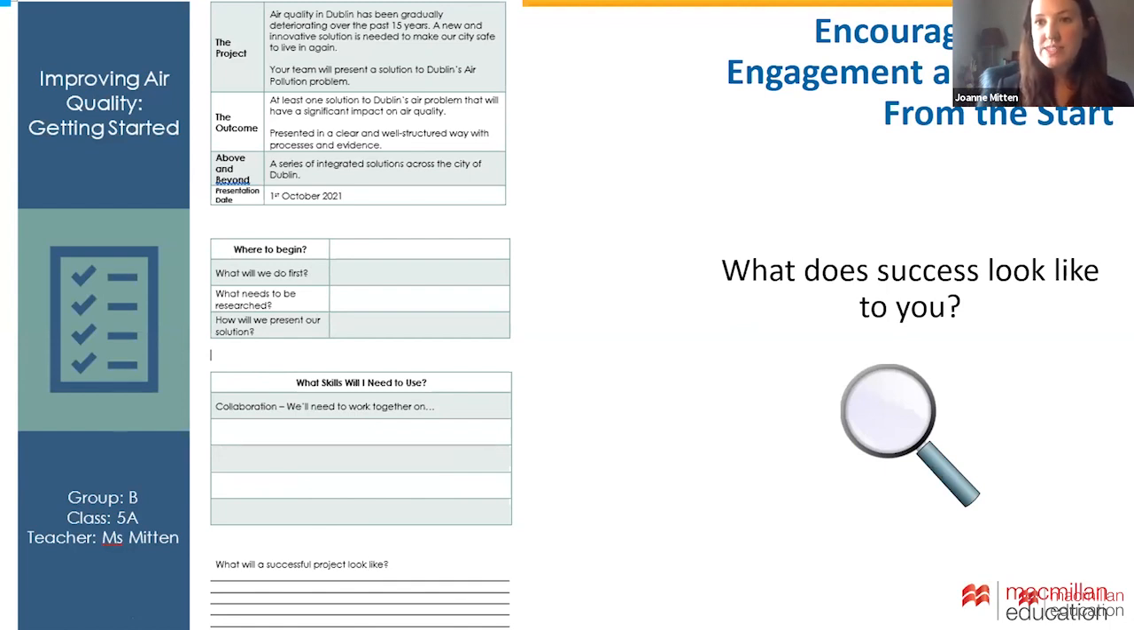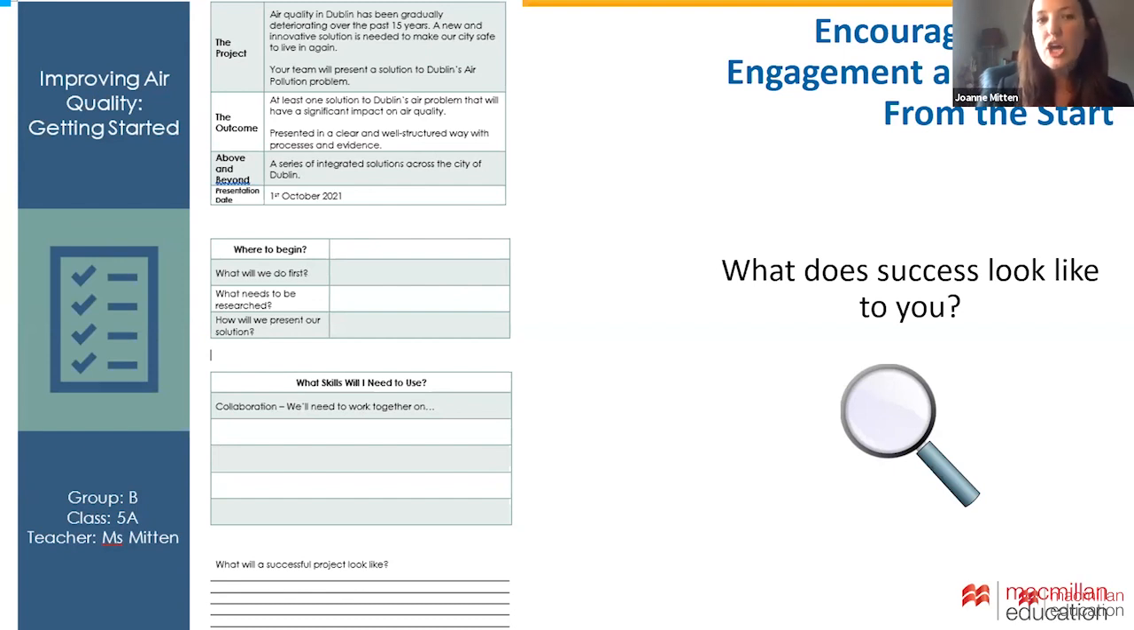Now, if your students are new to projects, you may want to give them the outcome, but as they get used to projects, you can get them to brainstorm a possible outcome. So the outcome will be at least one solution to Dublin's air problem that will have a significant impact on the air quality, and it will be presented in a clear and well-structured way with processes and evidence.